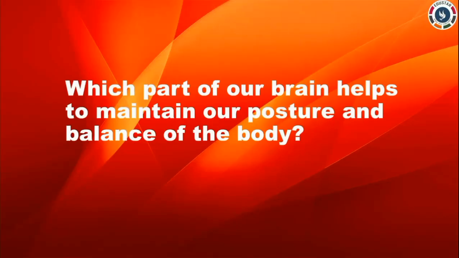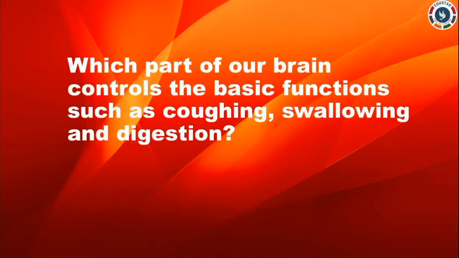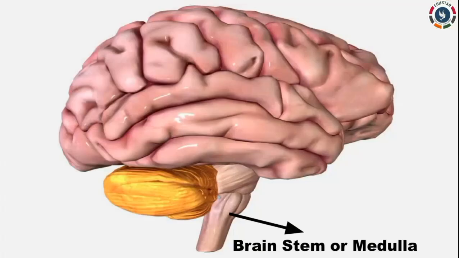Next question. Which part of our brain helps to maintain our posture and balance of the body? Yes, it is cerebellum. Which part of our brain controls the basic functions such as coughing, swallowing and digestion? Can you guess the answer? Yes, it is brainstem or medulla.